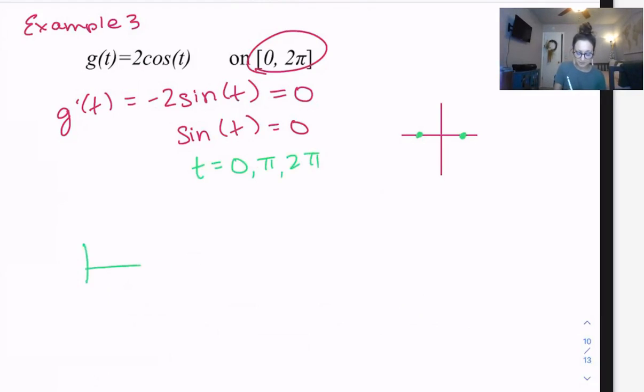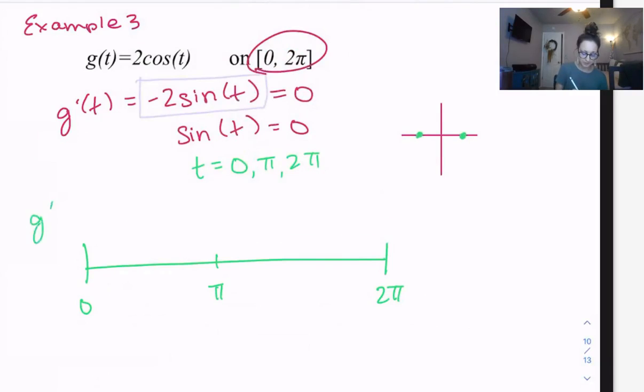But now when you make your number line, step 2, don't do arrows, right? Just go 0 to 2 pi. And then my other critical point is pi. Okay, so now let's come to our derivative here. I'm going to box this part. Always box what you're going to come back to. And let's label our number line G prime and G.